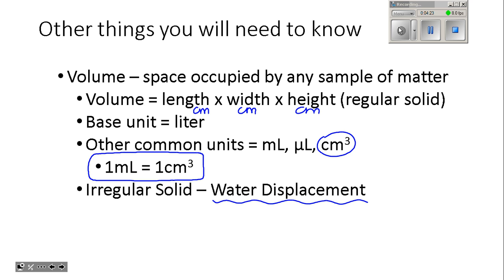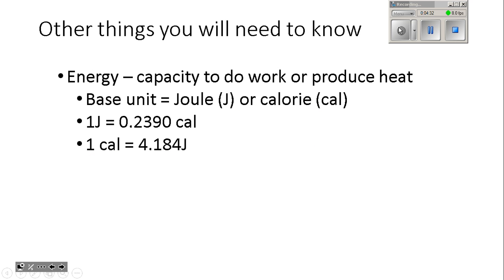And you've done this if you've gotten in a bathtub before. You've displaced water, and that'll be something that you'll have to do occasionally if we can't measure the volume of something easily. When we talk about energy, again, we'll come back to these sort of things.